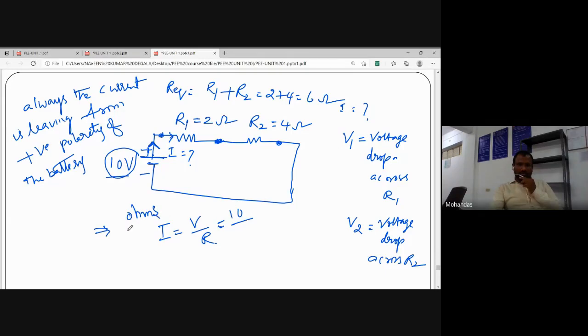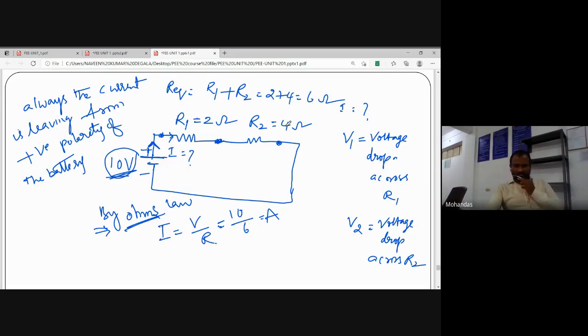Just listen, I am giving you an example of how Ohm's law, KVL and KCL are useful. Later we will do many problems on KCL, KVL. For understanding the application of Ohm's law, KVL and KCL, I am giving this example. By using Ohm's law, I equal to E by R, V equal to 10 volts, R equal to 6 ohms. So this much current is flowing through each and every resistor.